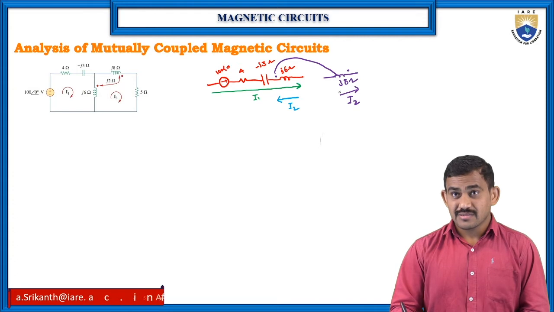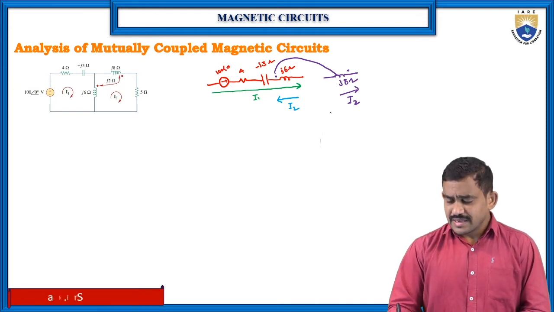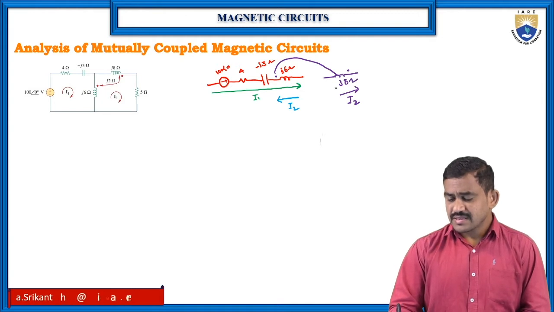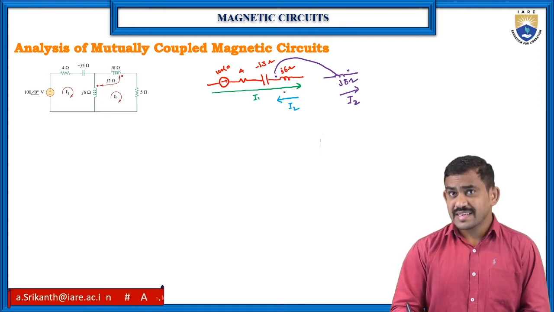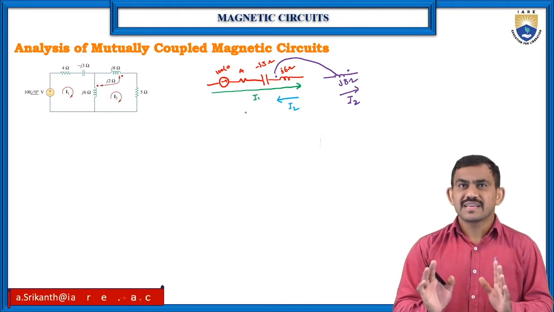Check the direction also, don't forget the directions. Your I2 current is reverse of the dot. And for 6J, the I2 current is reverse with I1. Then write the equations, and we will get the answer.